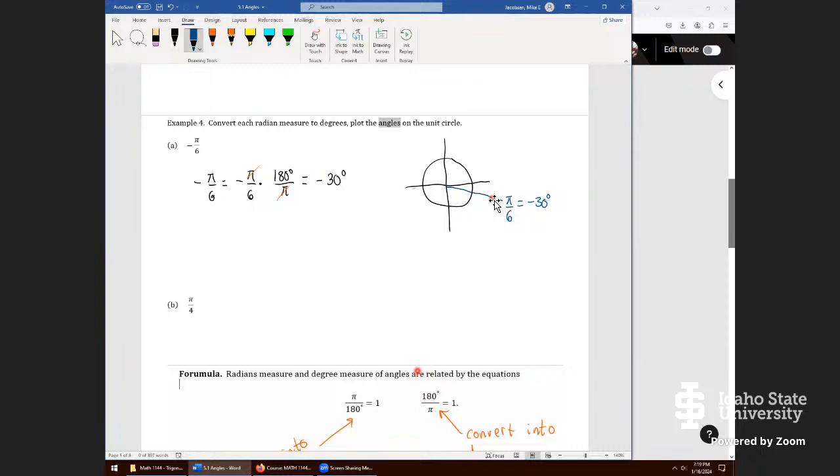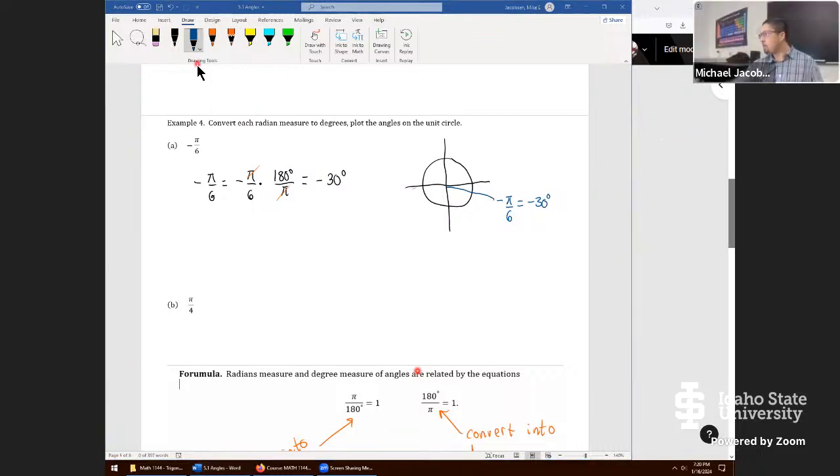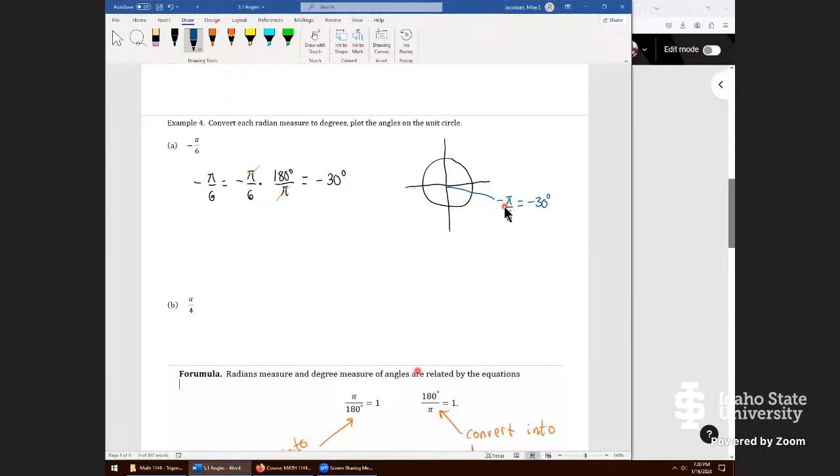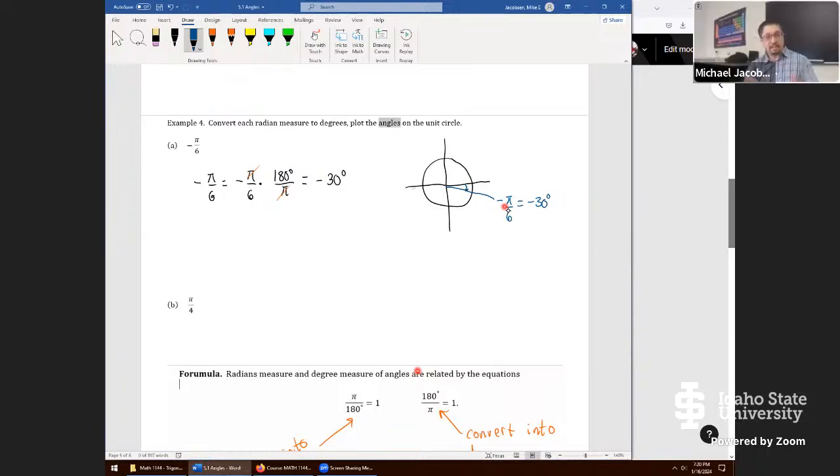Like, the arrow is in which direction? Oh, I see what you're saying. Well, because we put the negative here, you wouldn't necessarily need it, but it's not a bad idea to put it in. I'm glad you mentioned that.